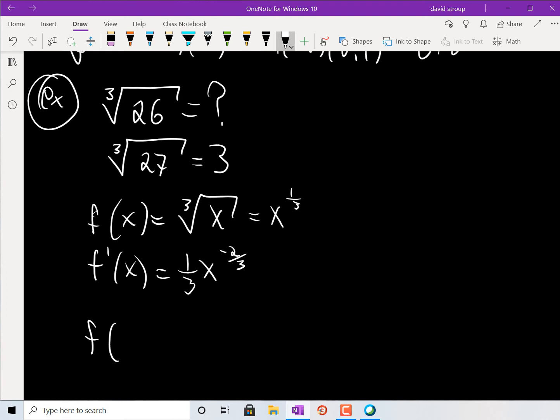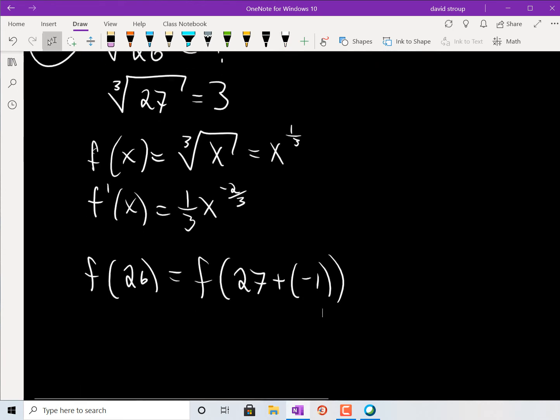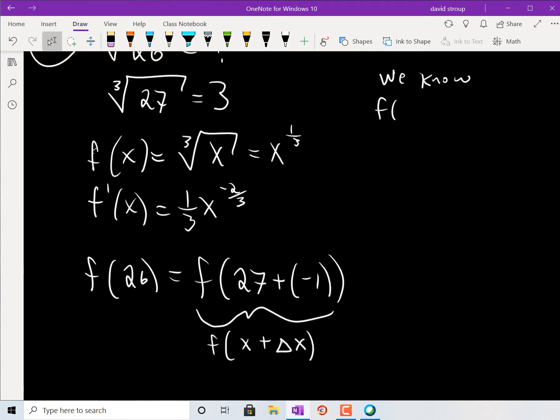Right, so f of 26 you can reimagine as f of 27 plus -1. And what you're looking at right there is, kind of think of it as, f of x plus change in x. Okay. And then from above, we know that f of x plus change in x minus f of x is our delta y. But we can approximate that with f prime of x dx, right?